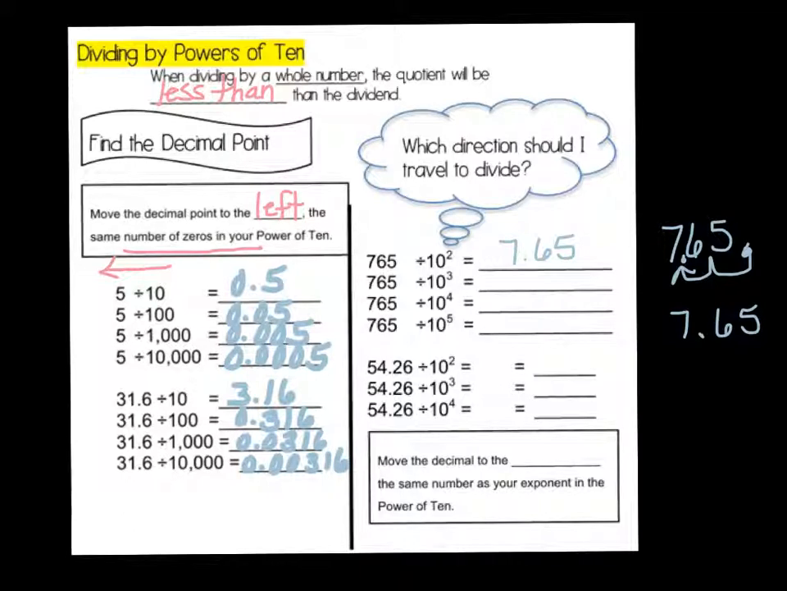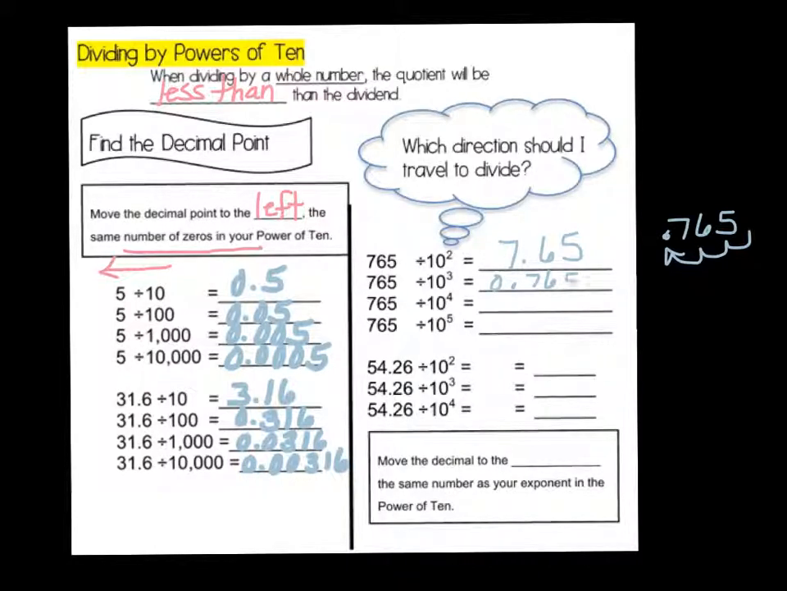If I look at the next problem, now I'm going to move my decimal point 3 places to the left, 1, 2, 3, and that's going to give me an answer of 765 thousandths. I'm sorry, 765 thousandths. Go ahead and pause the video and see if you can answer the last two on your own. Hopefully you got it correct.